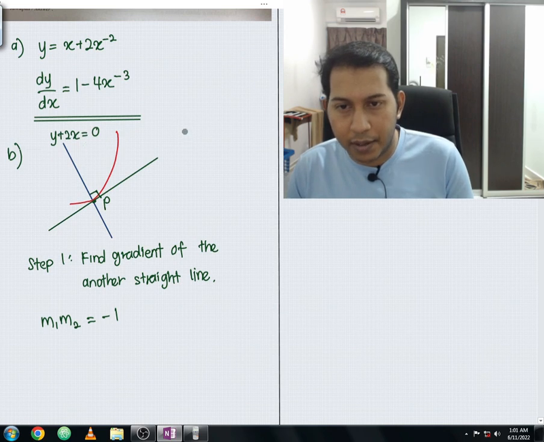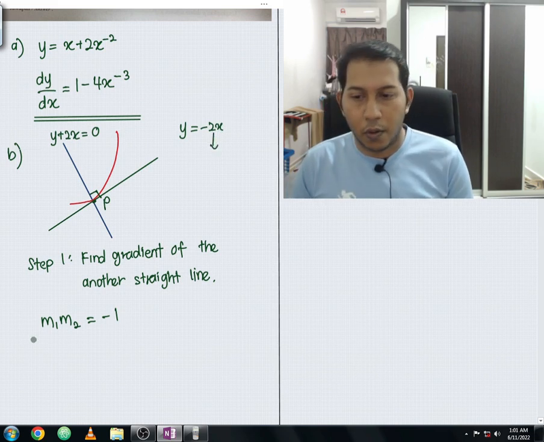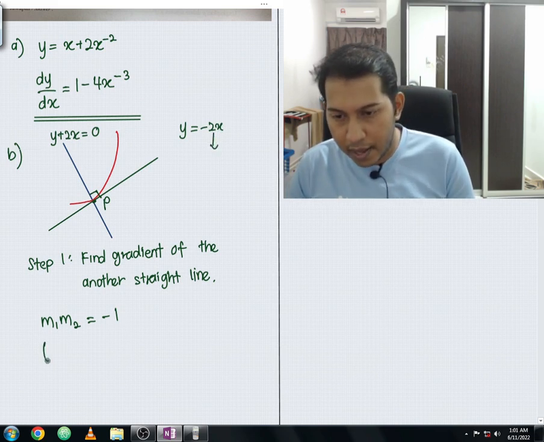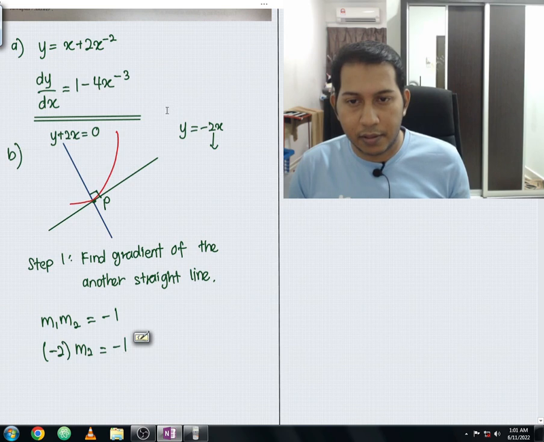Let me just write here, guys, in case you missed out. So y equals -2x. So this -2 is the coefficient we are going to apply over here. So m1 will be -2, times m2 equals -1.